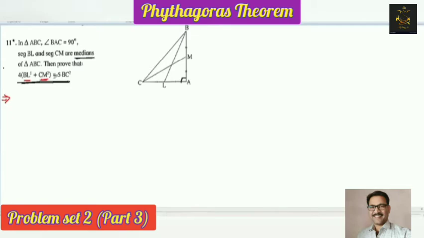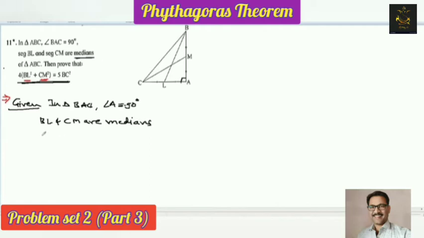It is very simple part. First I will write the given part. Look here, given. What is given? In triangle BAC, angle A is 90 degrees. Now, BL and CM are medians.